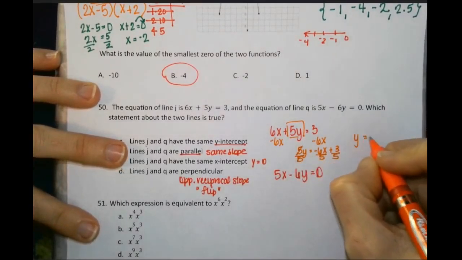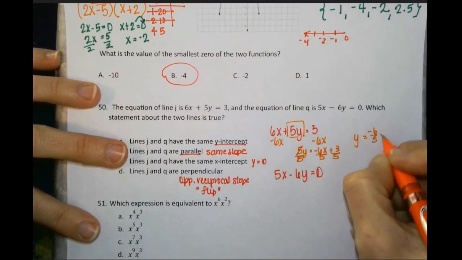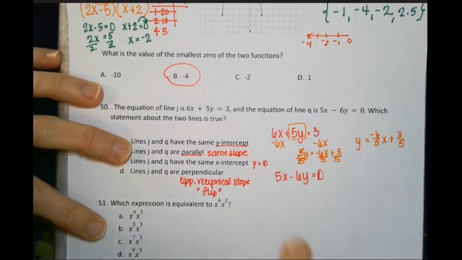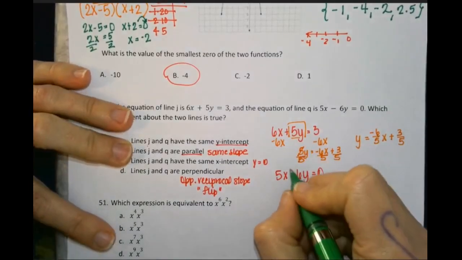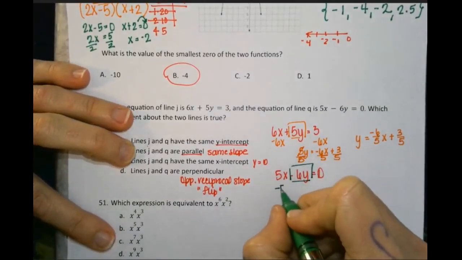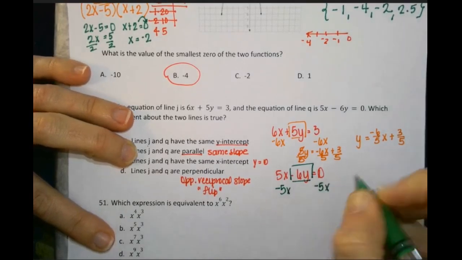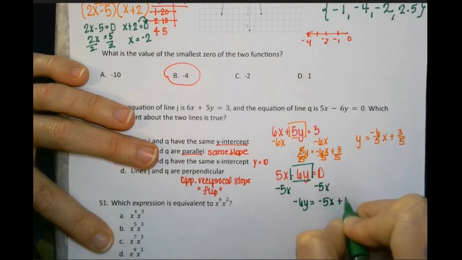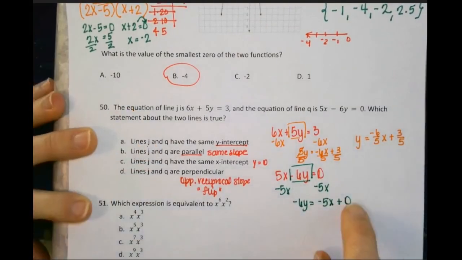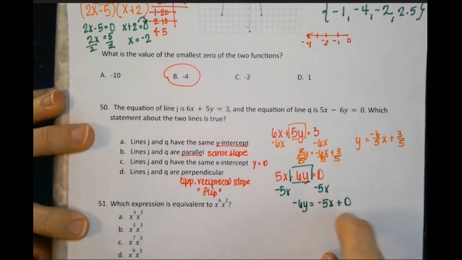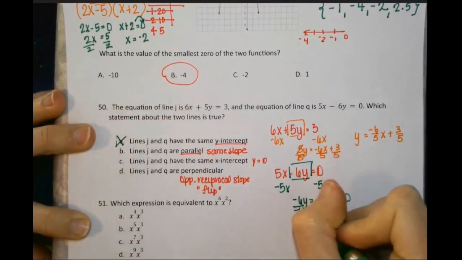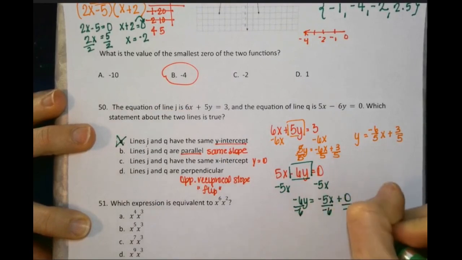So our first one is y equals negative 6 over 5x plus 3 over 5. On our Q function, we're going to do the same thing. So we're going to isolate y. We're going to subtract 5x, subtract 5x. So that's going to be negative 6y equals negative 5x plus 0. The y-intercepts are definitely not the same because we have a 0 here. So that one's out.